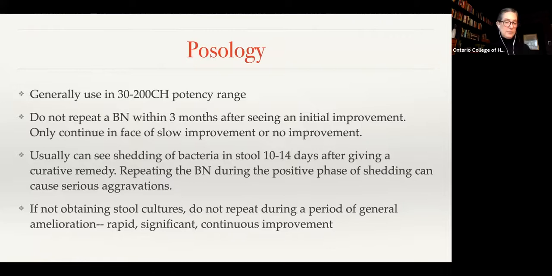If you are not obtaining stool cell cultures, and most homeopaths do not ask for stool cultures from their patients, do not repeat during a period of general amelioration. You're looking for rapid, significant, continuous improvement. And when you have that, you do not repeat the remedy.